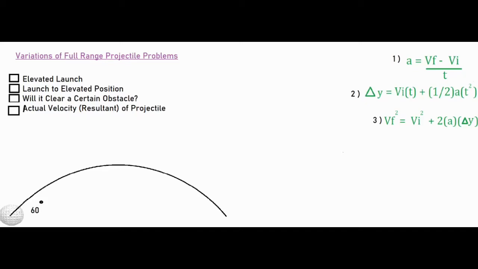In this video, we're going to be taking a look at variations of full-range projectile problems. If you've worked out a full-range projectile problem before, a lot of them are really similar, but once some kind of variation is made to it, it can change the whole process in which you take to solve for your final answer. So in this video, we're going to be taking a look at 4 different scenarios: the elevated launch, launching up to an elevated position, clearing a certain obstacle along the way, and then finding the actual velocity of the projectile at a certain point in time.